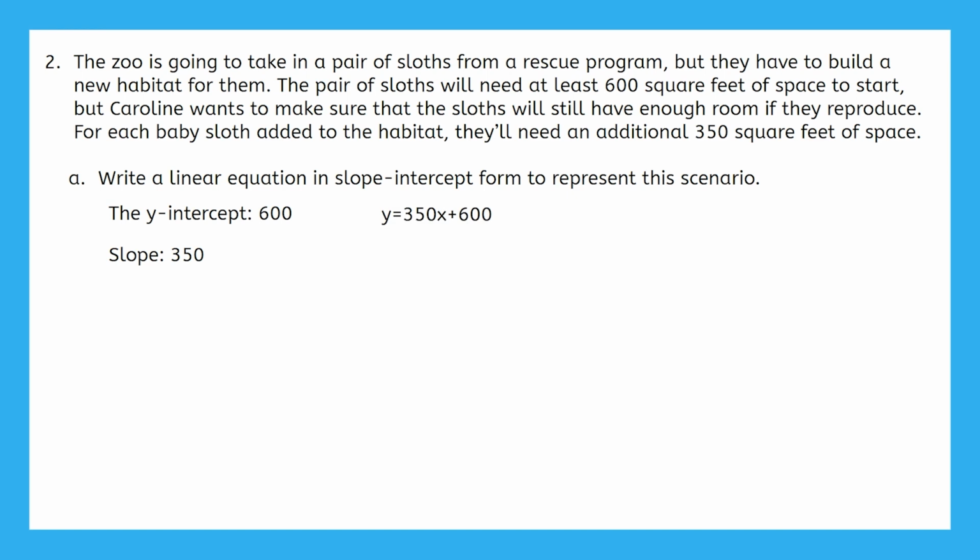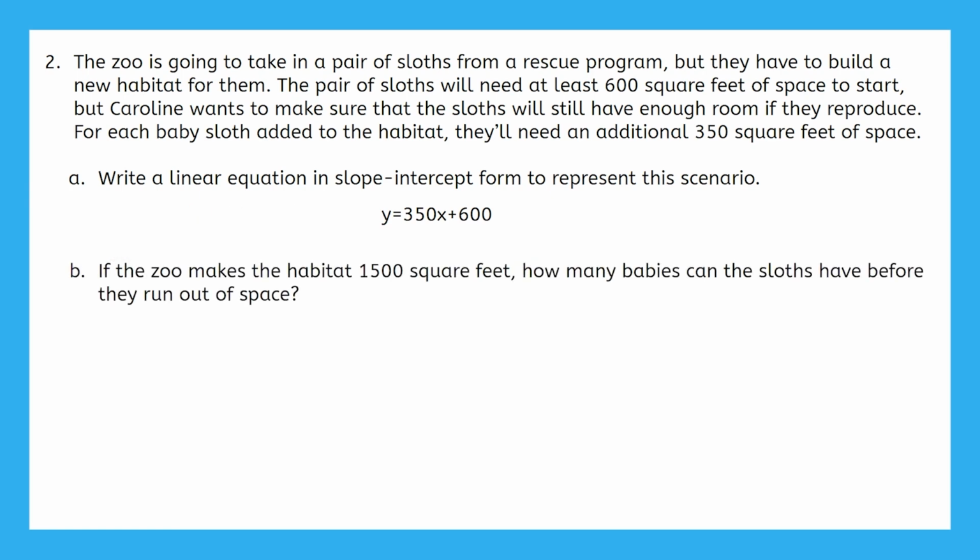But there is still one more part of this. If the zoo makes the habitat 1,500 square feet, how many babies can the sloths have before they run out of room? Pause this video one more time and try to solve this last part on your own. Remember, the size of the habitat is the dependent variable. So we can substitute 1,500 for y and then solve for x, the number of baby sloths that will fit in that size habitat. Isolating x tells us that a 1,500 square foot habitat can fit about 2.57 baby sloths.